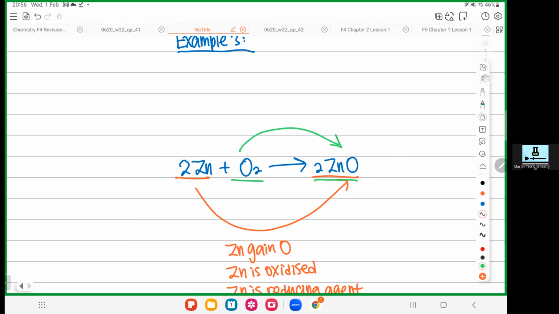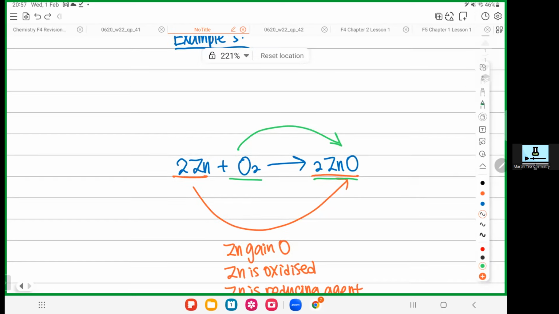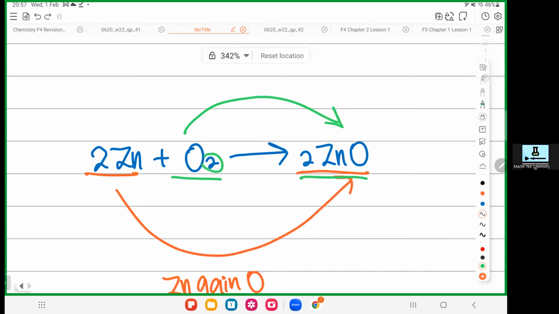Left-hand side, O2, 2 oxygen. Right-hand side, 1 O. Now, be careful. Many students will start to say, sir, here got 2 O, right? By right, oxygen doesn't change. Okay, listen carefully. When you do apple-to-apple comparison, please don't bother about the number in front. All the numbers in front here are only used to balance the equation.